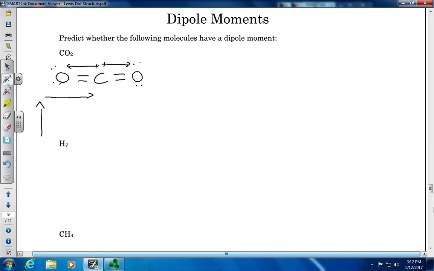And because it's linear, because the electrons are getting pulled in equal amounts in either direction, it's kind of like a tug of war, where both sides are completely equal. When both sides are completely equal, the center does not move. And when the center doesn't move, there is no dipole moment, because the vectors essentially cancel each other. Let's take a look at the next one.